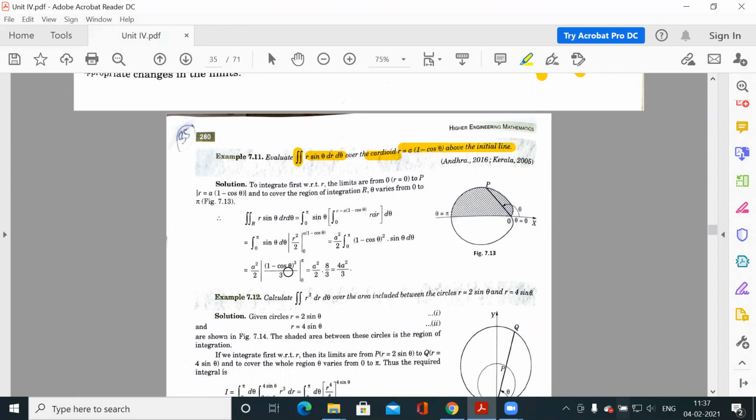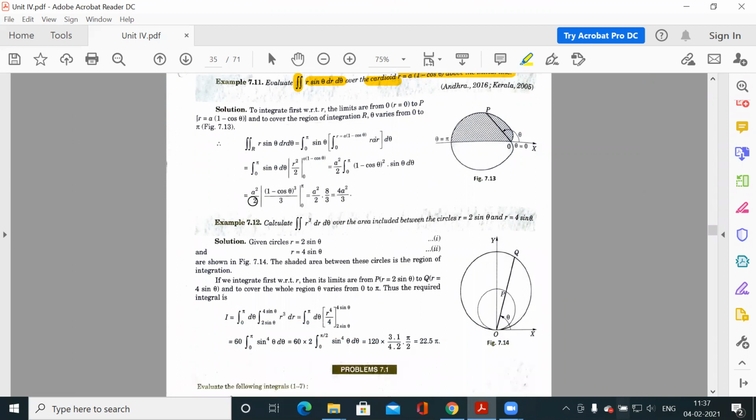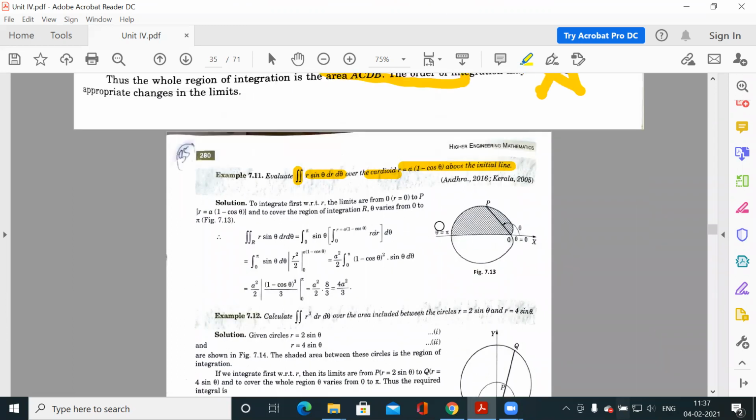I hope you know the structure of a cardioid. r is equal to a(1 minus cos theta). So it is this type of curve, and this is the positive x-axis.